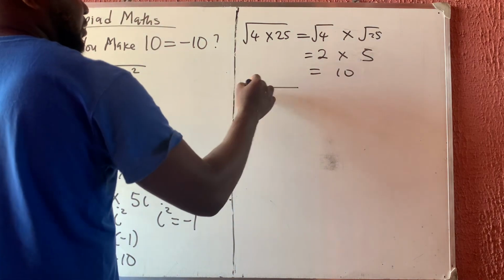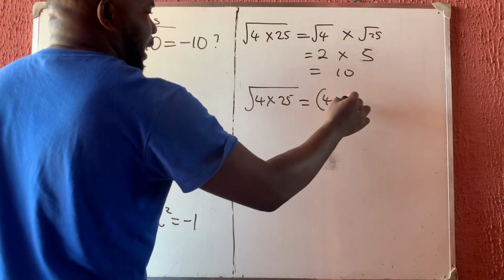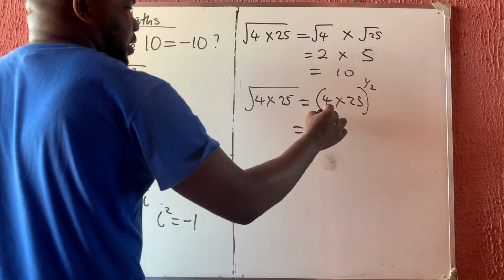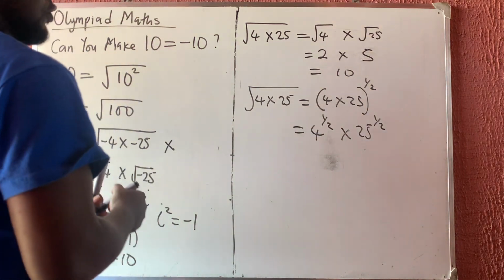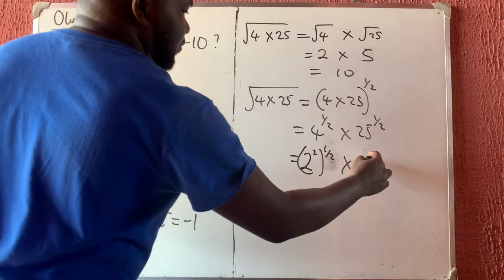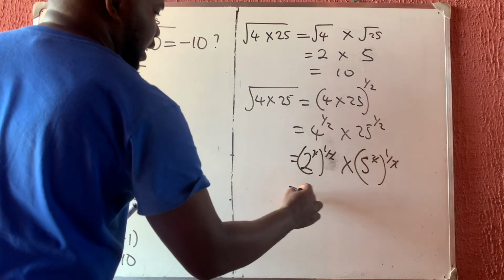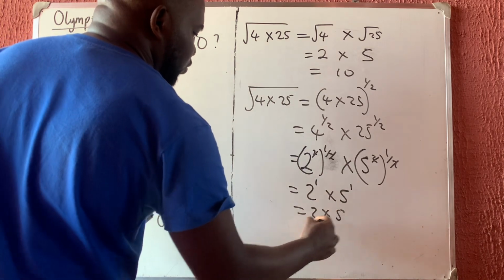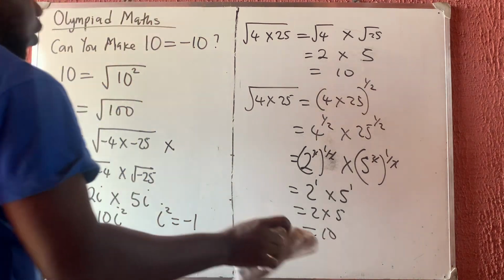Or you say it like this: the square root of 4 times 25 is the same as 4 times 25 all raised to power 1 over 2, which you can separate as 4 raised to power 1 over 2 times 25 raised to power 1 over 2. Now this is 2 raised to power 2 into 1 over 2 times 5 raised to power 2 into 1 over 2. So this takes care of this and this takes care of this, I'm left with 2 raised to power 1 times 5 raised to power 1, which is 2 times 5, which is 10. Okay, now this works out for positive, but please, it doesn't work out for negative.